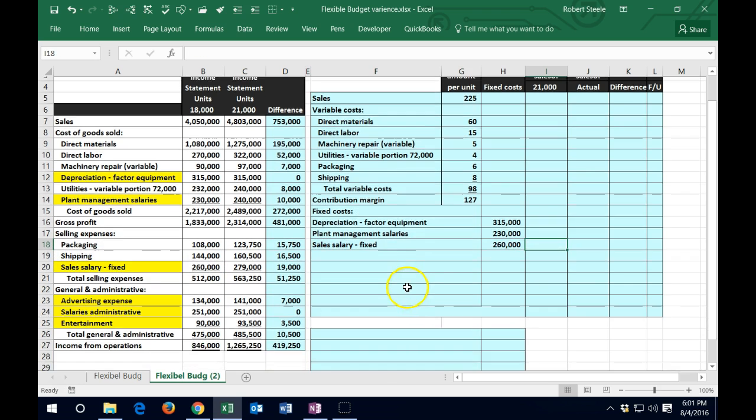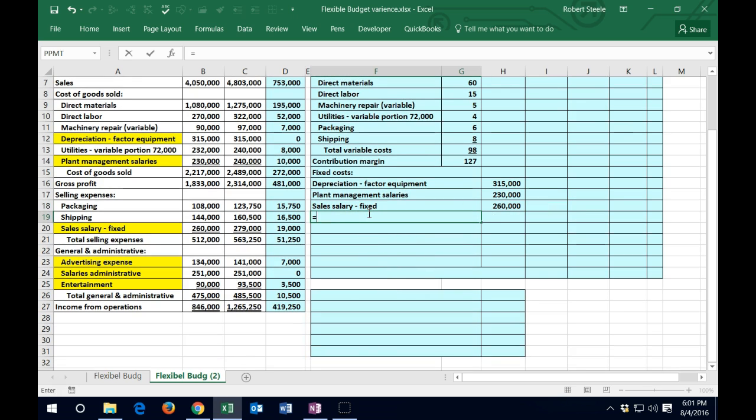I'm going to scroll down a bit so we can see everything. Seeing stuff is good. And then I'm going to go down here to the advertising, and that's going to be the 134. And then we're going to go to the other yellow guy, which is here. We're almost done with the yellow folks here. And that's going to be the 251. And then we're going to go to the last yellow folk guy down here, the entertainment, and that's going to be the 90,000.